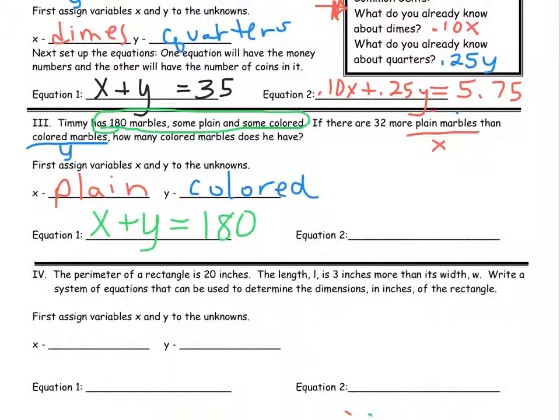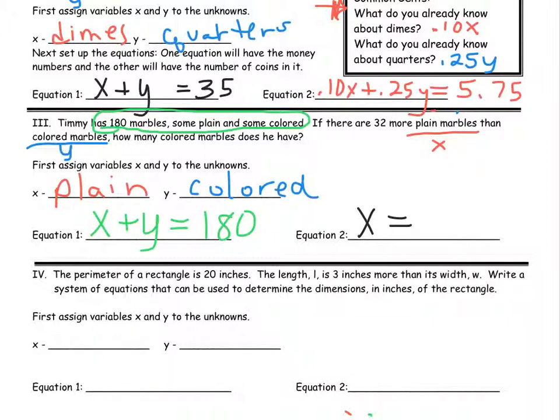And in this case, we have 32 more plain marbles. So our plain marbles have more. So we're going to put that alone on one side of the scale. So right now we have more on that side of the scale, so it's lower. It's heavier. The other side of the scale, we need to add something to it to make it even.